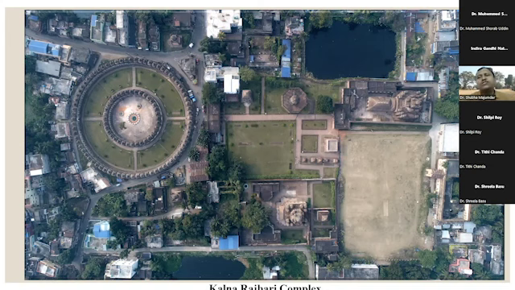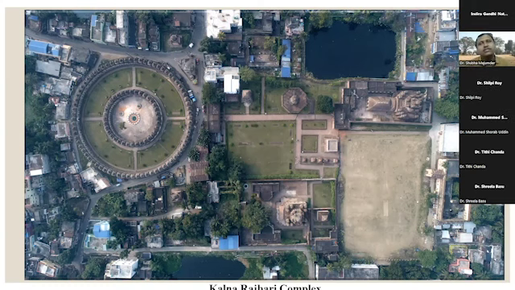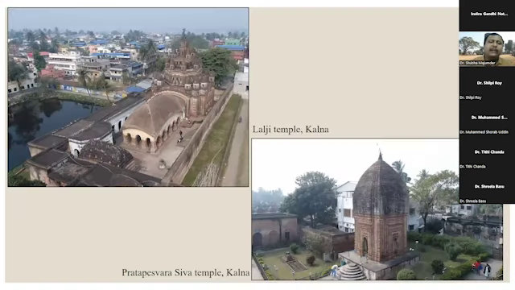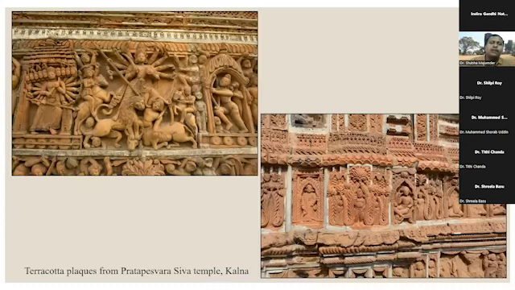But there are some issues. As a result, the pond is not cleared properly because it is not under our jurisdiction, but it is close to the Krishnachandraji. As a result, the underwater activity very much affected the Lalji temple. And this is the general view of the Lalji temple. This is another view of the Pratapeshwar Shiva temple. There are some unique, important terracotta plaques from the Pratapeshwar Shiva temple, Kalna.